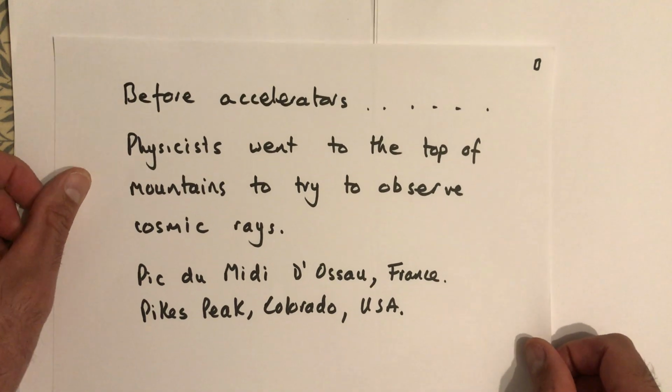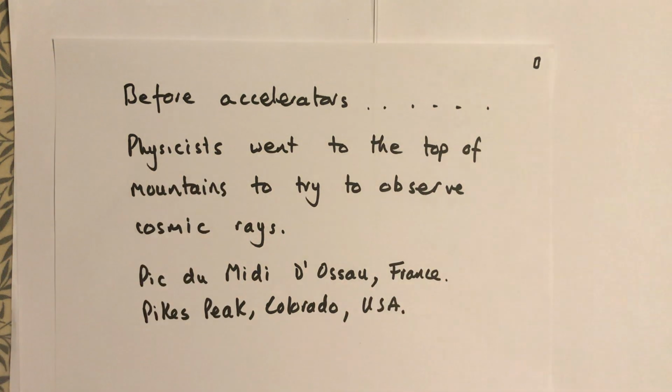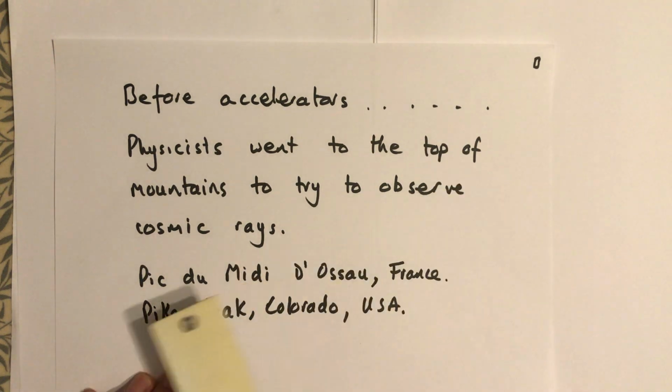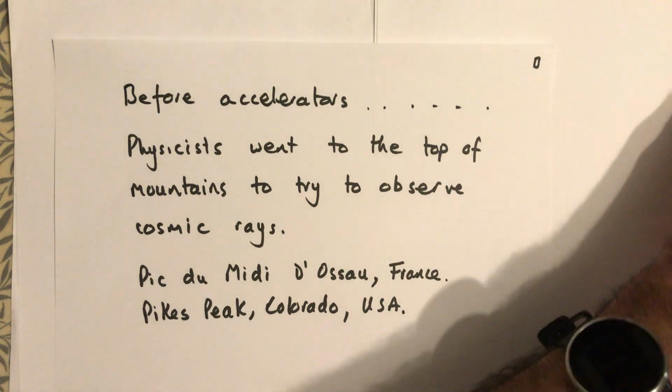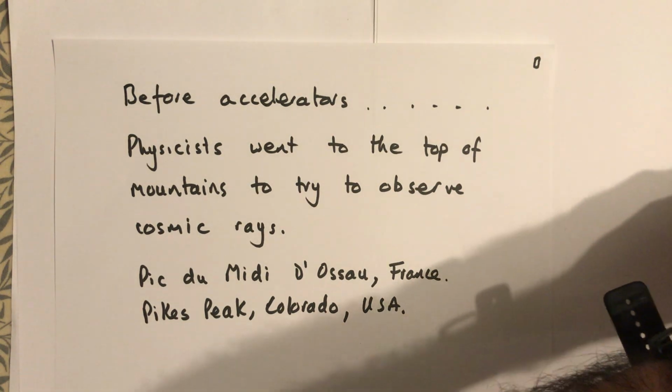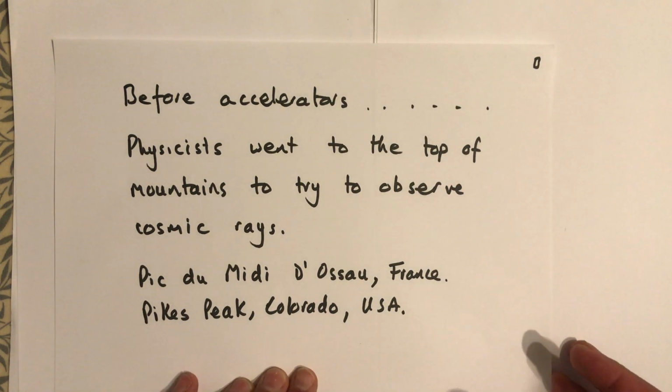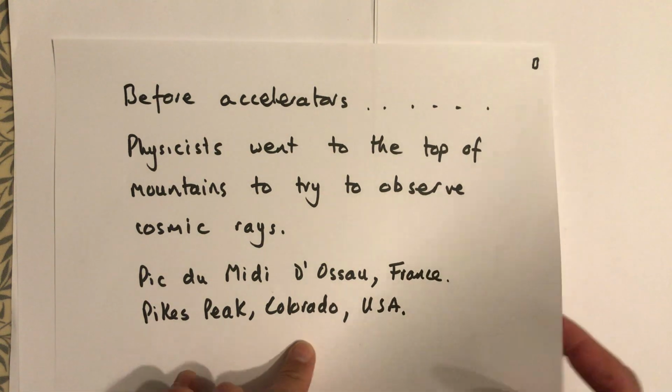Now, moving on. Just as a little historical aside, before we had accelerators, physicists went to the top of mountains because they managed to notice that there were a lot of cosmic rays there and you could capture them in primitive detectors, primitive cloud chambers. And places where they did this were the Pic du Midi d'Ossau in France and Pikes Peak in Colorado. And both of those places now feature fantastic mountain roads. So if you're looking for somewhere to ride your bike or drive a car or a motorbike, both those roads are now very, very popular.